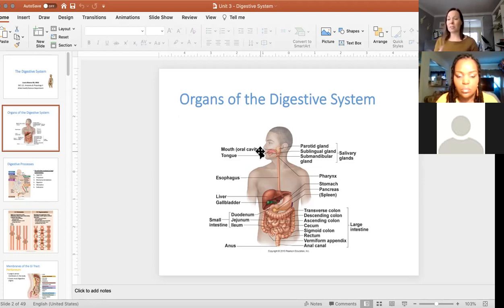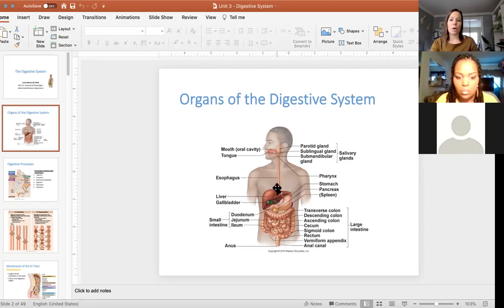So anyway, just like the example I just gave you with the mouth, you should know what digestive processes are occurring in each location throughout the digestive tract. The digestive tract, or the GI tract, gastrointestinal tract, all means the same thing. It starts with the mouth, and then you have the pharynx, which is the upper throat. Food goes through that, and then it'll go into the esophagus.